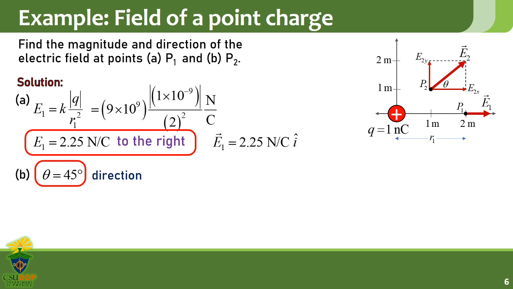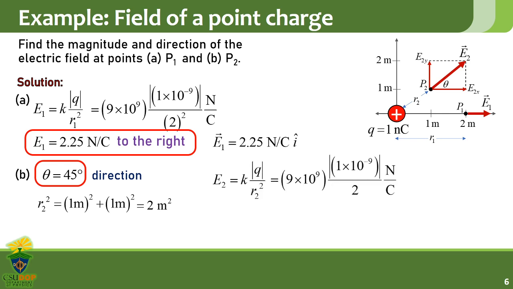But before we can do this, we still need to solve for R2, the distance from the charge to the point P2. Using trigonometry and the Pythagorean theorem, we find the value of R2 squared to be 2 meters squared. Note that we don't need to solve for R2 since what we really need is R2 squared. We then use Coulomb's law and substitute the given values to get a magnitude of 4.5 newtons per coulomb. And that's it. We have solved the problem.